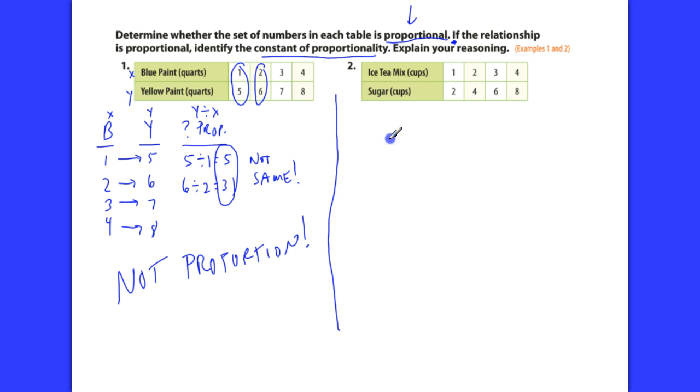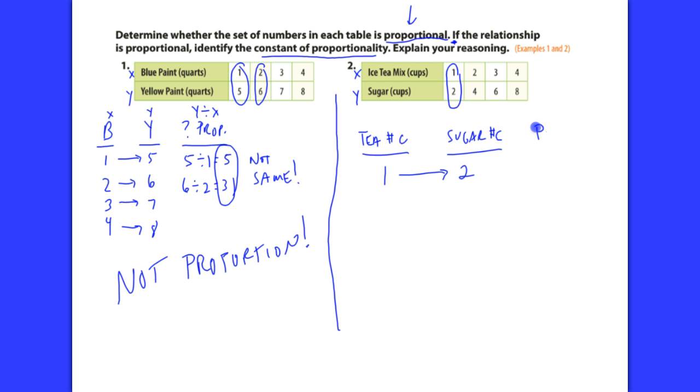Now for number 2, let's do the same thing here. We'll call the top row X, the number of cups of tea. Let's turn the chart up and down just because I like that better. The tea mix, so let's say tea, number of cups, and then sugar, number of cups. So you're making a whole bunch of tea here, and the amount of sugar is going to depend on how much tea you want. So for 1 cup of tea, you need 2 cups of sugar.